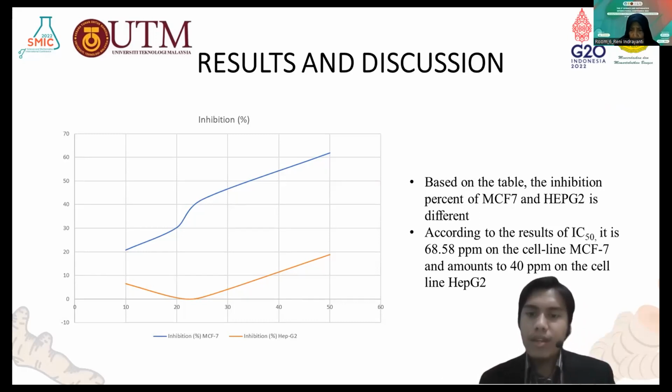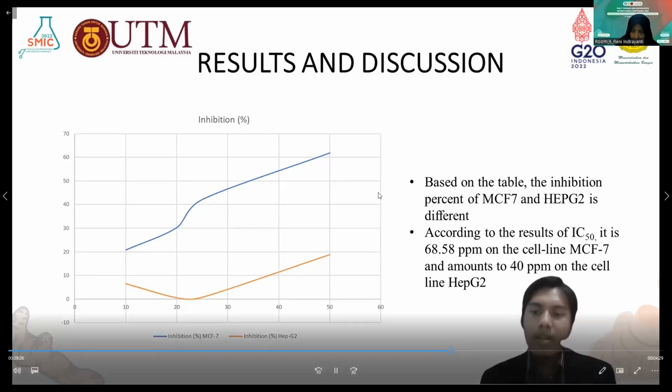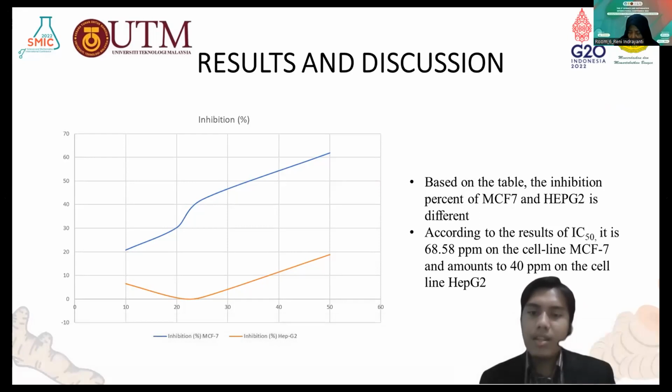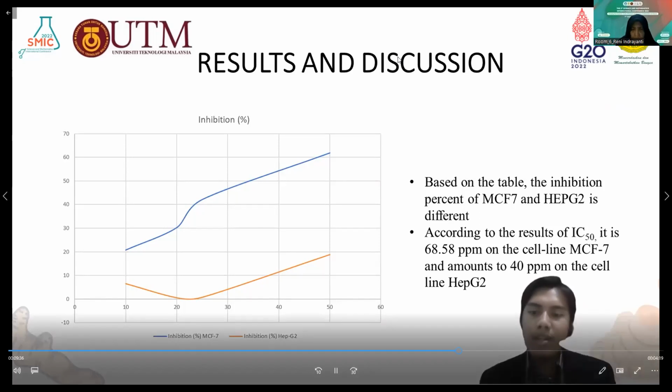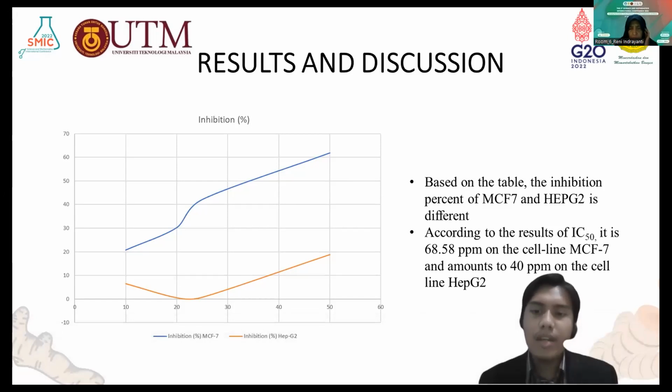So this finding can be inferred from research conducted by Shamsir et al., 2017. If the IC50 value of an extract is less than 300 ppm, the extract could be a chemoprotective agent against cancer cells. Okay, we go to the next slide.